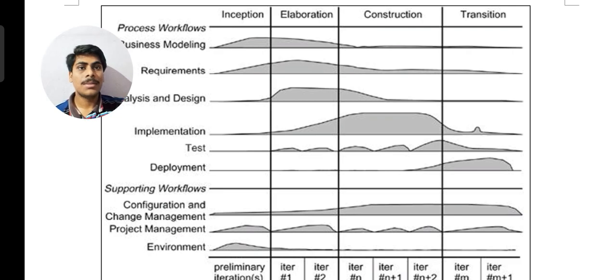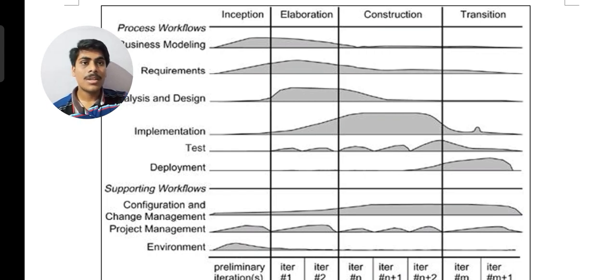The process workflows are business modeling, requirements, analysis and design, implementation, test and deployment, and the supporting workflows are configuration and change management, and project management and environment. There are different phases in the software development life cycle: inception, elaboration, construction and transition. Inception is the starting stage of the project, and it is requirements plus planning. The combination of communication and planning is called the inception phase.